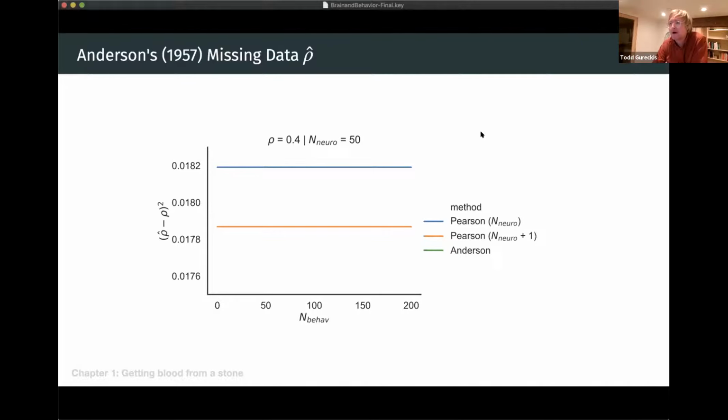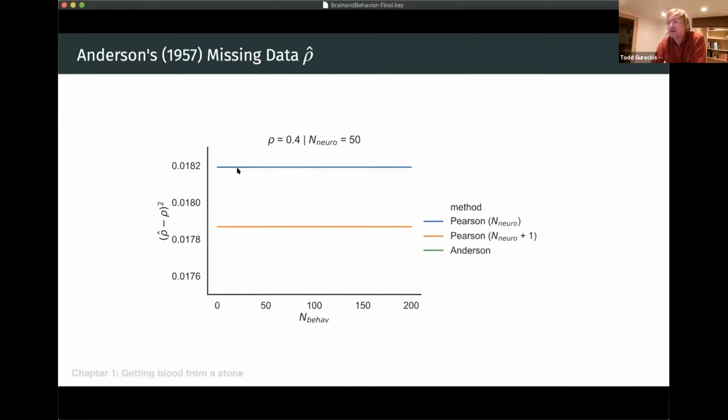So here what I'm plotting is the error in the estimation of the correlation coefficient. You want this value to be low, so the closer you are to 0, the better. The blue line is the Pearson correlation from a hypothetical sample where the true correlation is 0.4 and the number of subjects who had both fMRI and, let's say, behavior recorded from them was 50. So we had a 50 sample fMRI study.